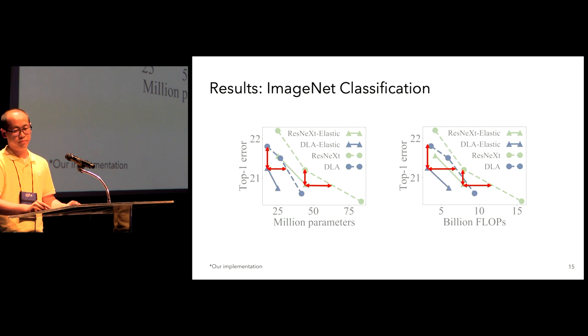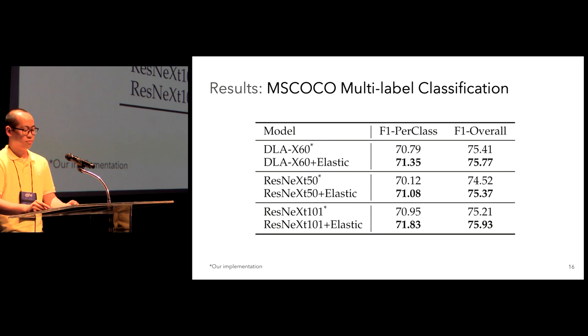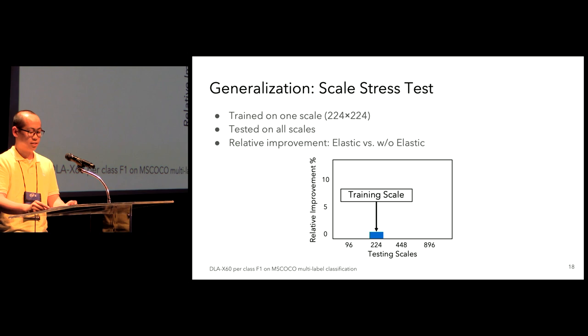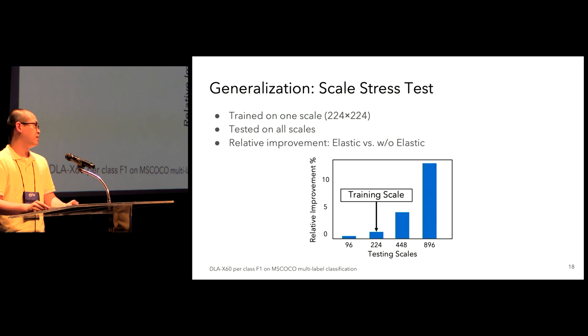This gap generalizes to multi-label classification and semantic segmentation, where we improve 3 points over weak baselines and more than 1 point on strong baselines. In addition to these standard benchmarks, we test our model on novel scales directly without fine-tuning. Elastic improves a lot more on this stress test, which confirms that Elastic truly learns generalizable scale invariance.